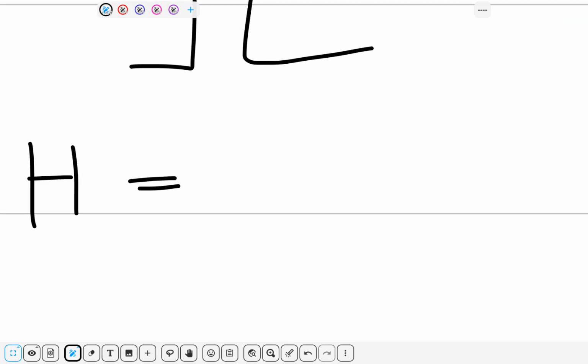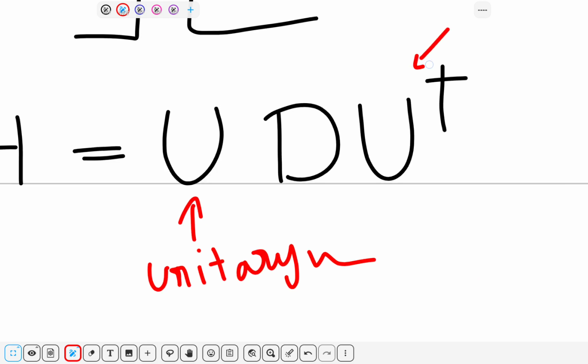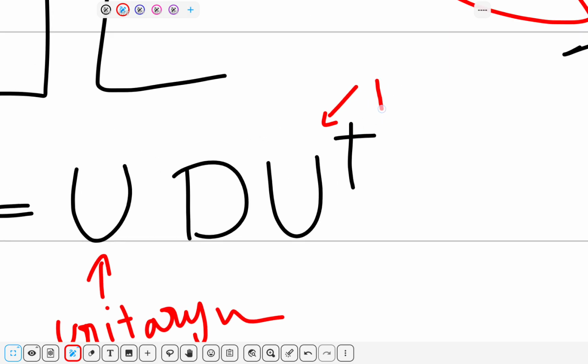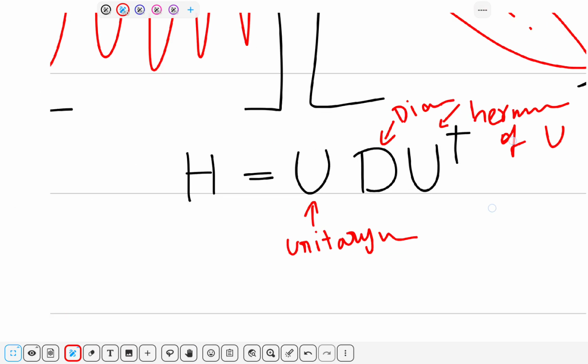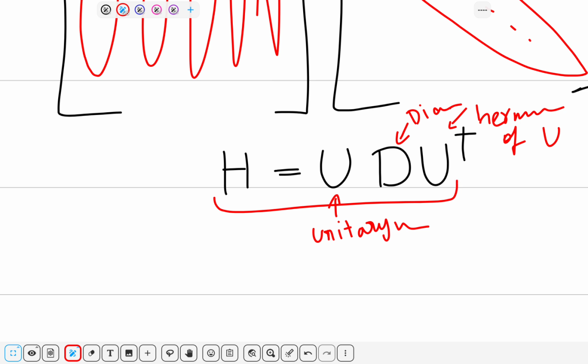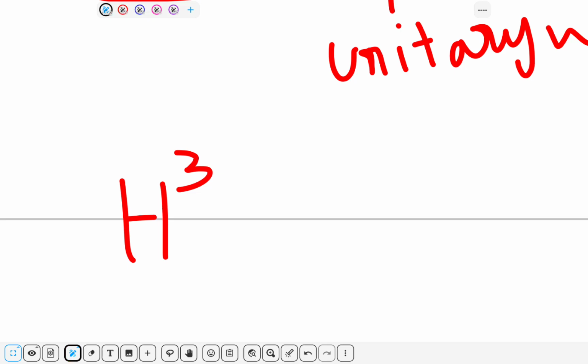into three matrices, where U is a unitary matrix, this is the Hermitian conjugate of U, and finally this is a diagonal matrix. The nice thing about this whole decomposition itself is, suppose you want to cube H, suppose you want to tell how much H cube is.